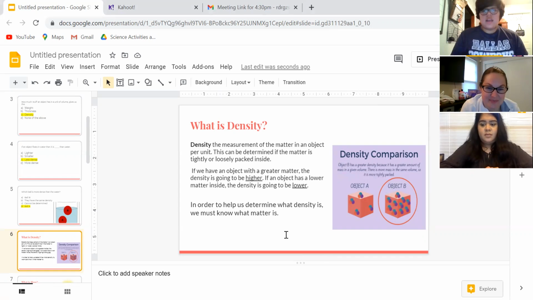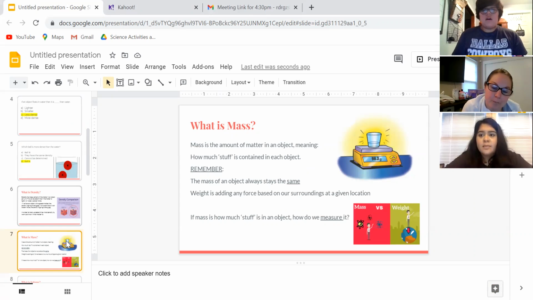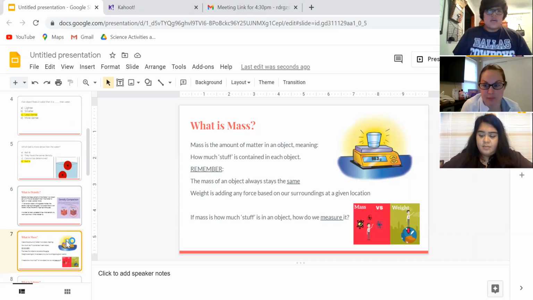So in order to help us determine what density is, we kind of have to know what's actually inside that. Because what do we mean by when we say matter in an object? So now we have what is mass. So mass is the amount of matter in an object, meaning how much stuff is contained in each object.